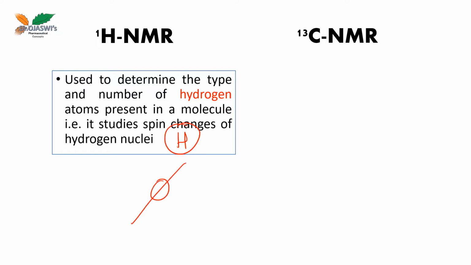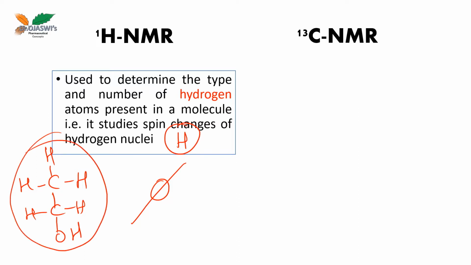Hydrogen nucleus. Suppose I have this particular structure with me. Suppose this is CH3CH2OH. If this is the compound, this particular spectroscopy will give me information about these hydrogens. Means how many hydrogens are present, where these hydrogens are present in the structure, whether they are attached to an electronegative group. That information I get from 1H NMR spectroscopy.